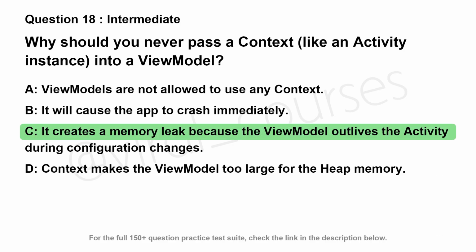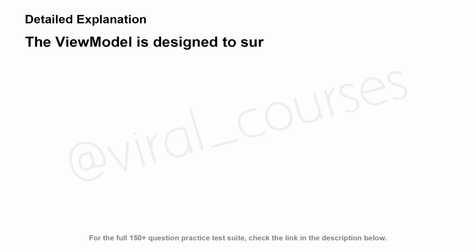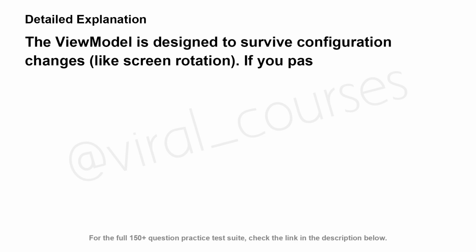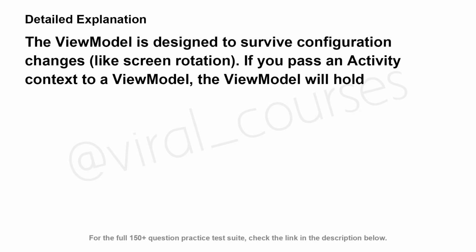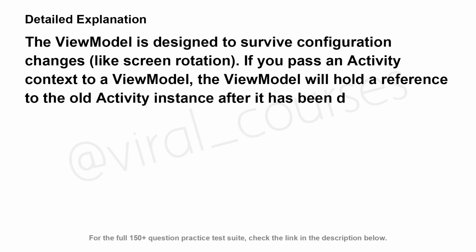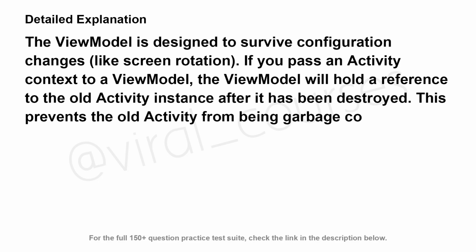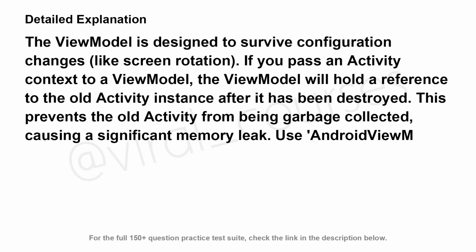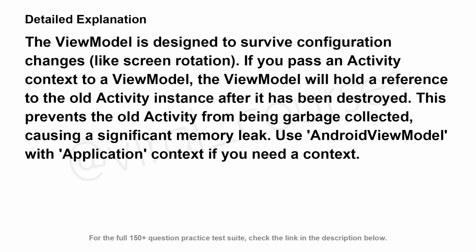The correct answer is C. The view model is designed to survive configuration changes, like screen rotation. If you pass an activity context to a view model, the view model will hold a reference to the old activity instance after it has been destroyed. This prevents the old activity from being garbage collected, causing a significant memory leak. Use Android view model with application context if you need a context.